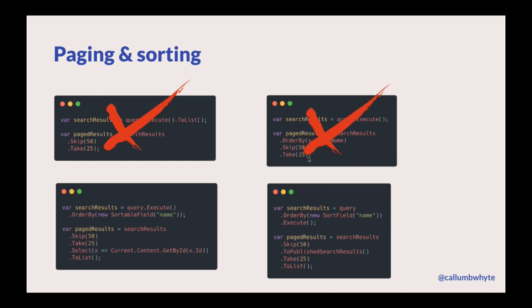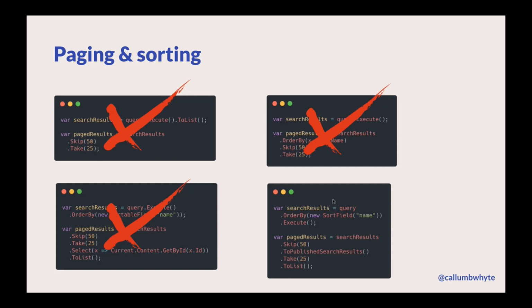Do not do that. The correct way to do this is to use sortable fields on the results themselves. So you can do order by sortable field and run that. You can then skip and take, and you may even want to go and get the published content for those items so you can render them in the first place. Don't do this either. Again, this order by operation, if it's coming after execute, is happening too late. Examine isn't doing the filtering or the ordering. Instead, you are doing it in memory, so don't do that.